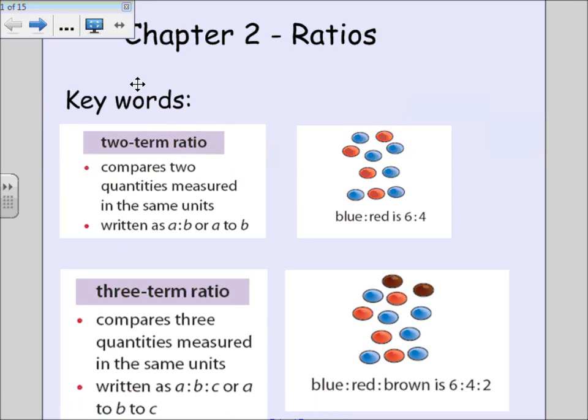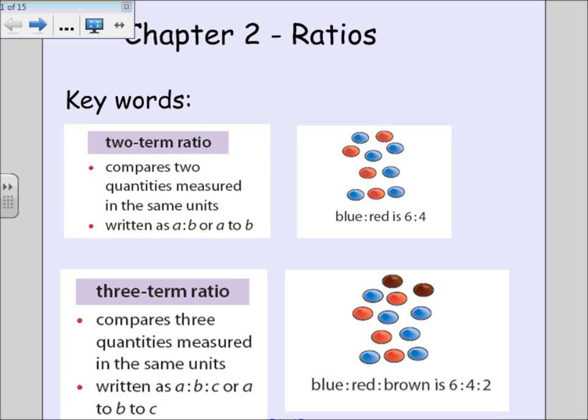So this is chapter 2, ratios in math, grade 8. There are a few key words that we need to go over. For this chapter, there's what's called a two-term ratio.